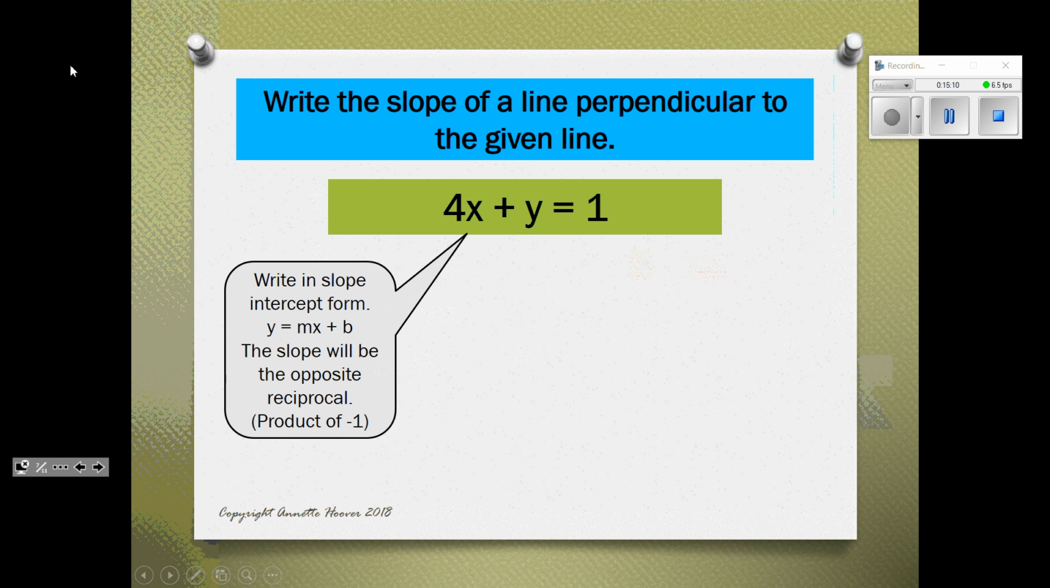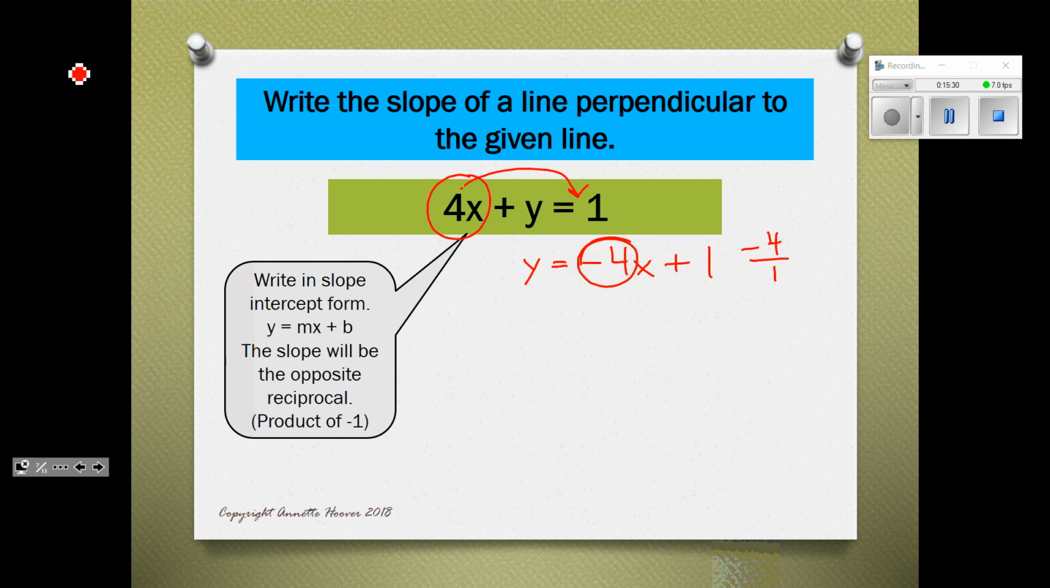So let's try this one. Write this equation in slope-intercept form. It's in standard form right now. So the x term is going to have to jump the fence and go over here. It goes from a positive 4x to a negative 4x, and the 1 scoots over. Here is our slope. It's a negative 4 over 1. We want the opposite, so it's going to become positive, and we're going to flip it. So that would be a positive 1/4. This would be the slope of any line that is perpendicular to that one. You just take the opposite reciprocal once you find the slope.